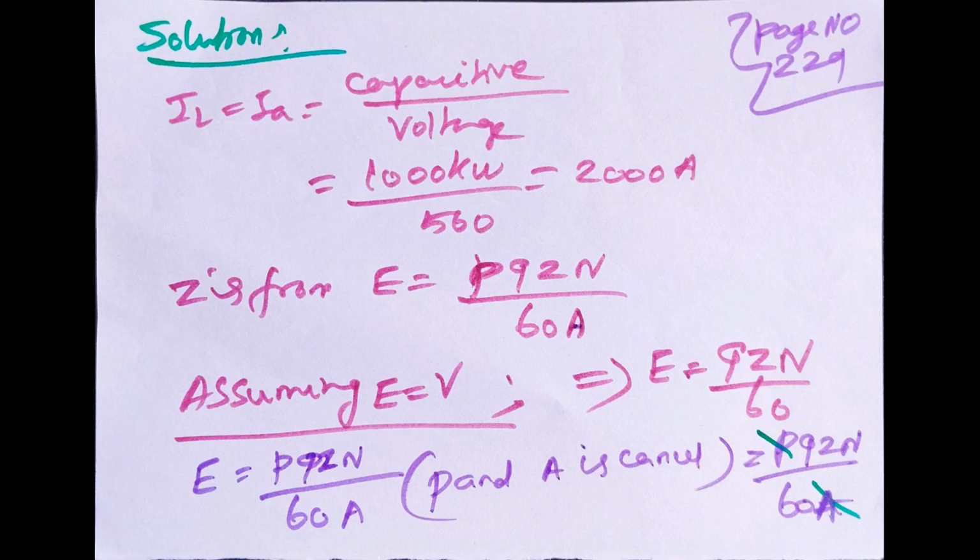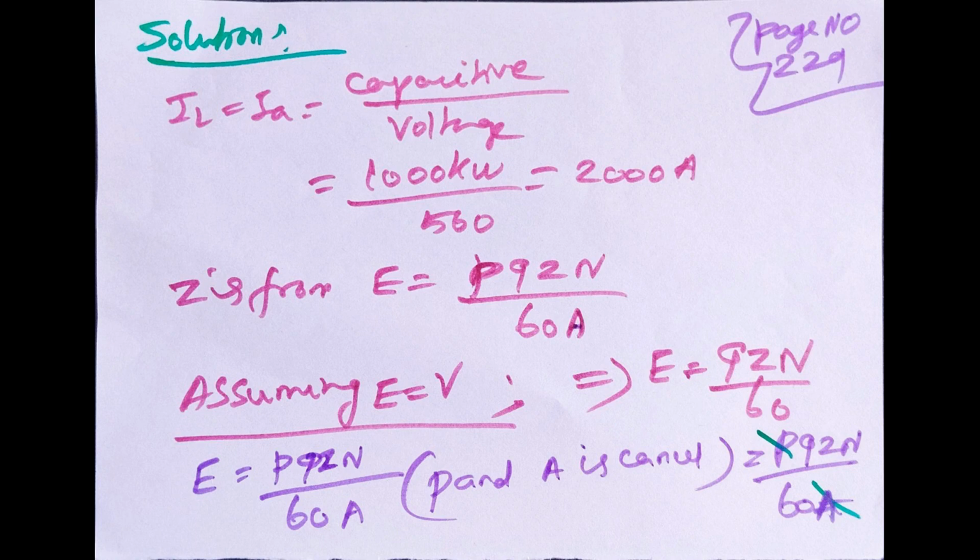Solution. IL is equal to Ia is equal to capacity divided by voltage. 1000 kilowatts divided by 500 is equal to 2000 ampere. Z is from the E value. E formula is PΦZN divided by 60A. Assume E is equal to V. We get E is equal to ΦZN divided by 60. P and A cancel because P is equal to A for a lap winding generator.